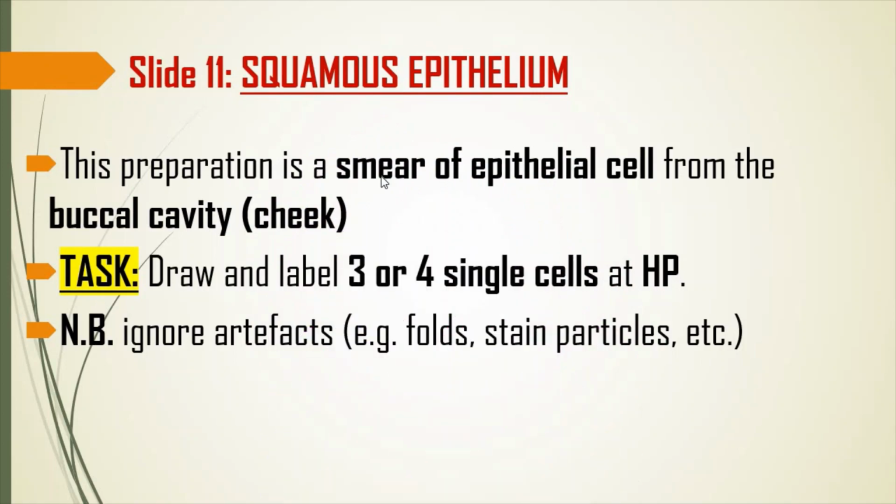Now let's look at squamous epithelia. Remember, when we were looking at epithelial tissue, we said that squamous epithelia is found in regions such as the esophagus, the mouth, or the vagina. It is also found on the skin, depending on whether it has keratin or not. The preparation that we're going to look at is a smear of epithelial cells from the cheek, which is the mouth, the buccal cavity. So you draw and label 3 or 4 single cells at high power.